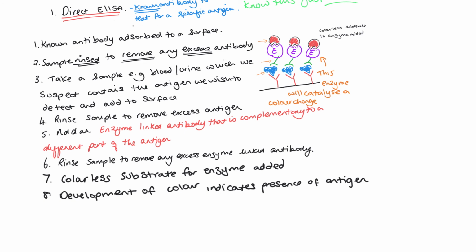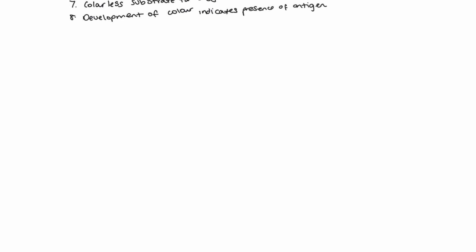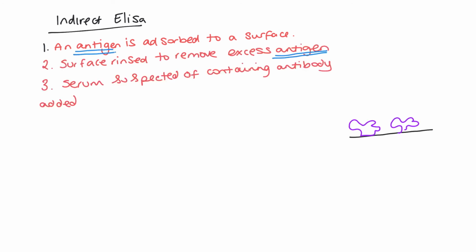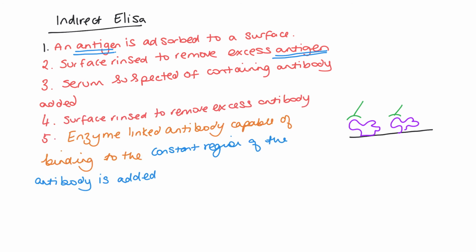So let's just talk through those steps. So a known antigen is adsorbed to a surface. And then the surface is rinsed to remove any excess antigen. And then a serum, so for instance your blood or your urine, which is suspected of containing a particular antibody, is then added. And surprise, surprise, the surface is rinsed to remove any excess antibody. And then an enzyme-linked antibody, which is capable of binding to the constant region of the antibody, is added.